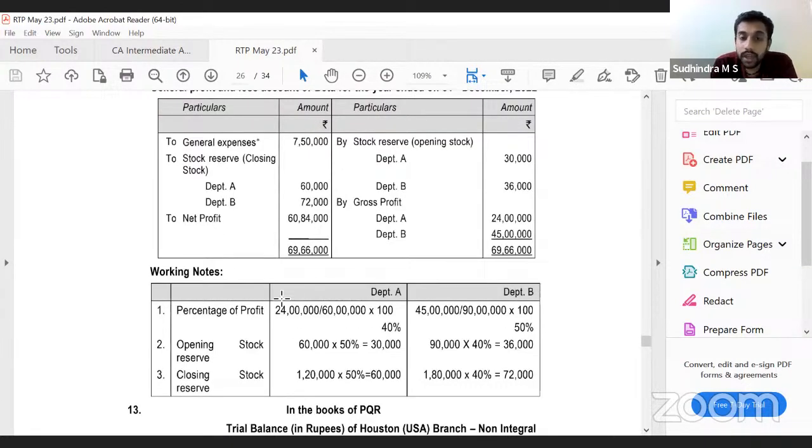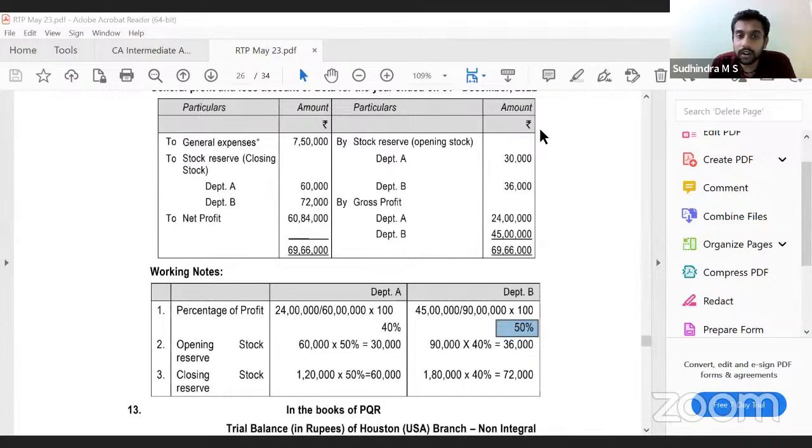First you calculate the gross profit percentage: gross profit by sales into 100. Gross profit of Department A is 40% and Department B is 50%. Opening, they have said Department A has 60,000.